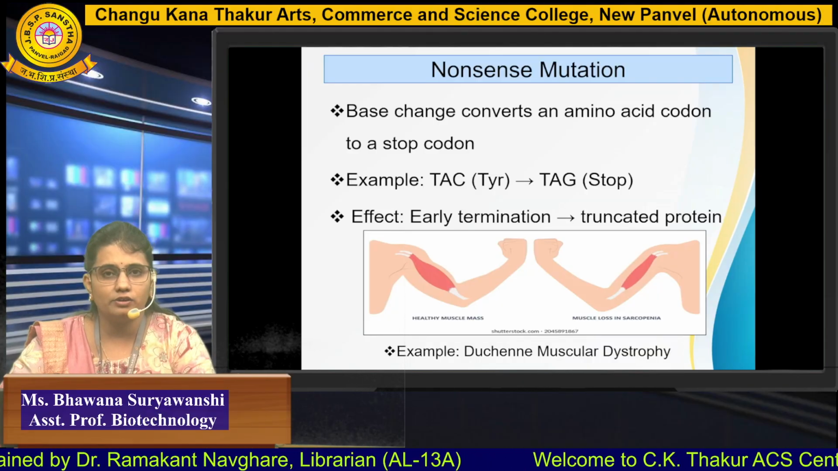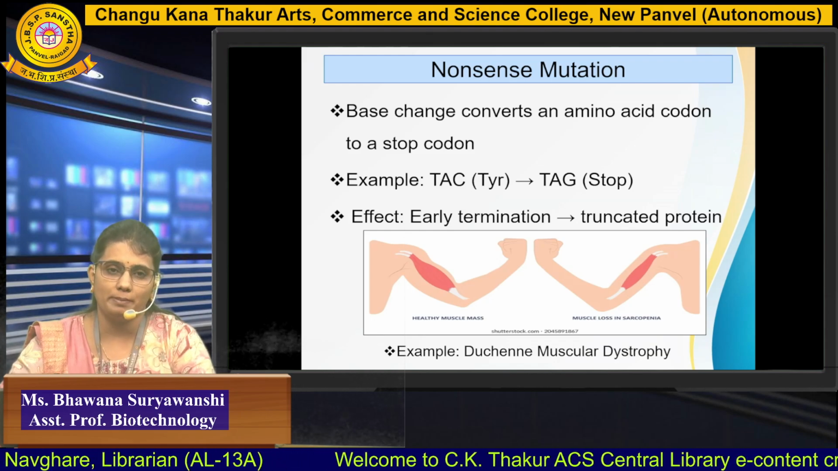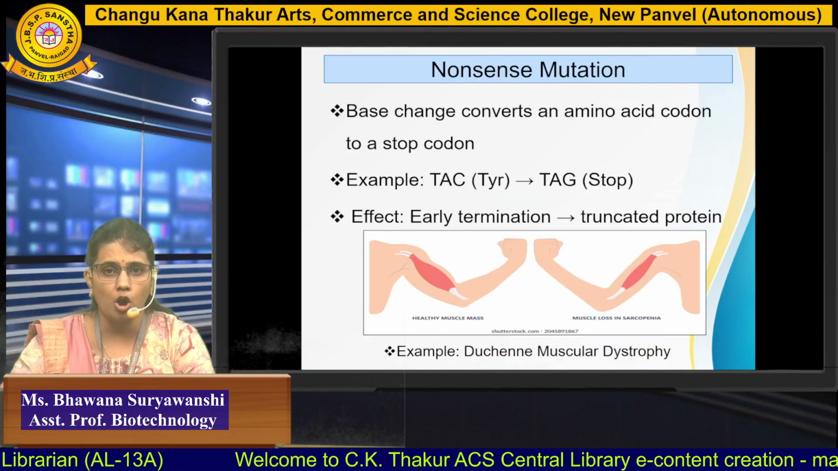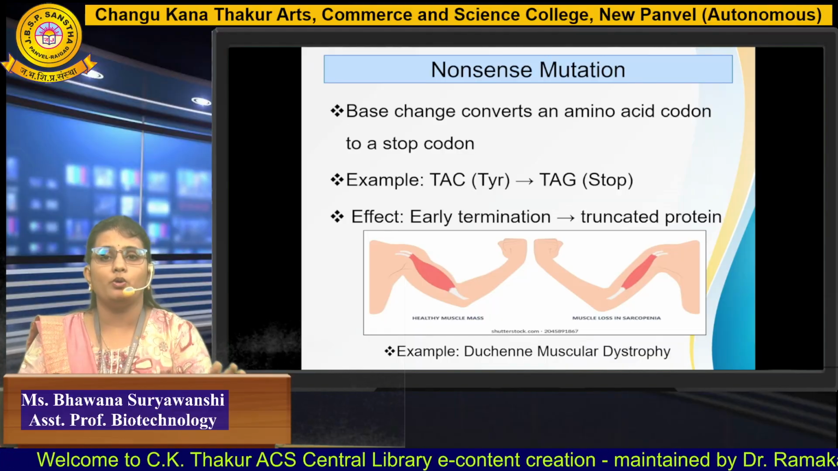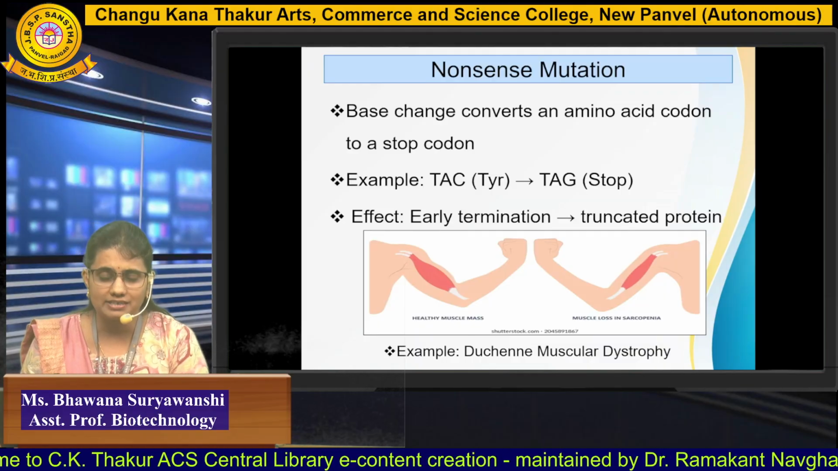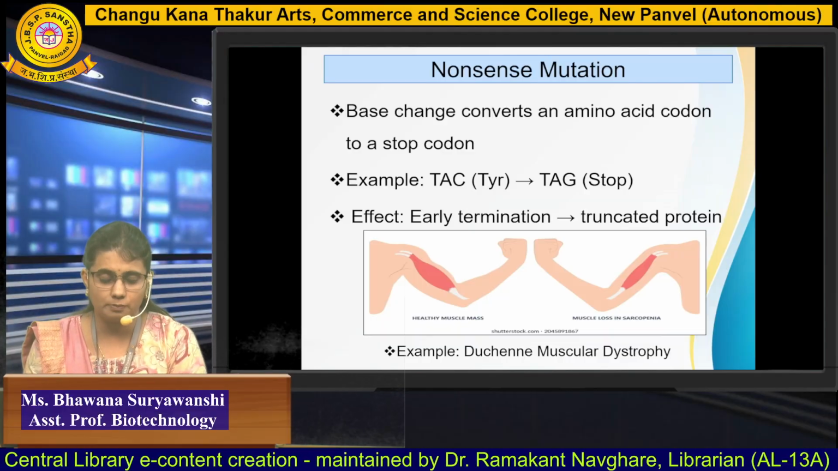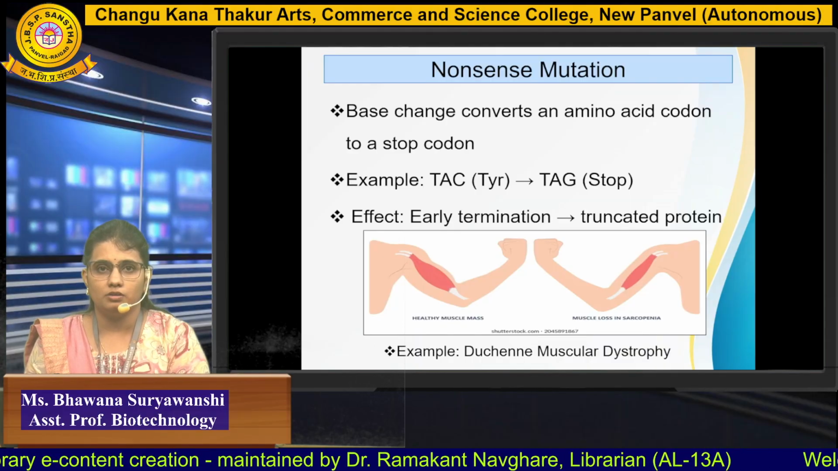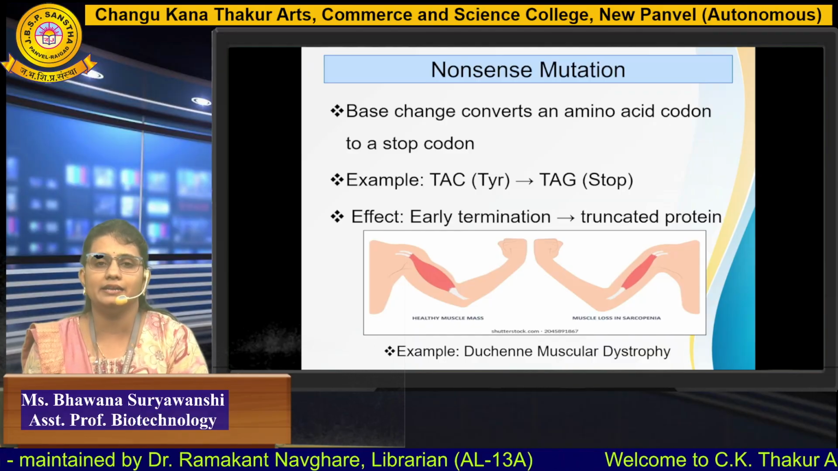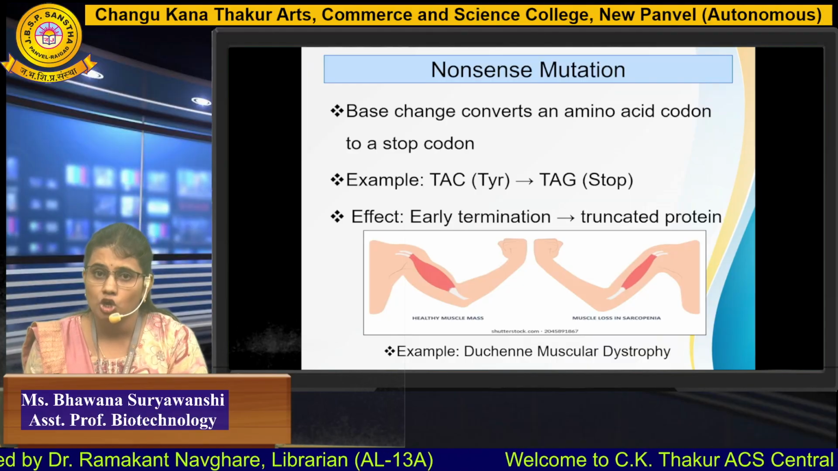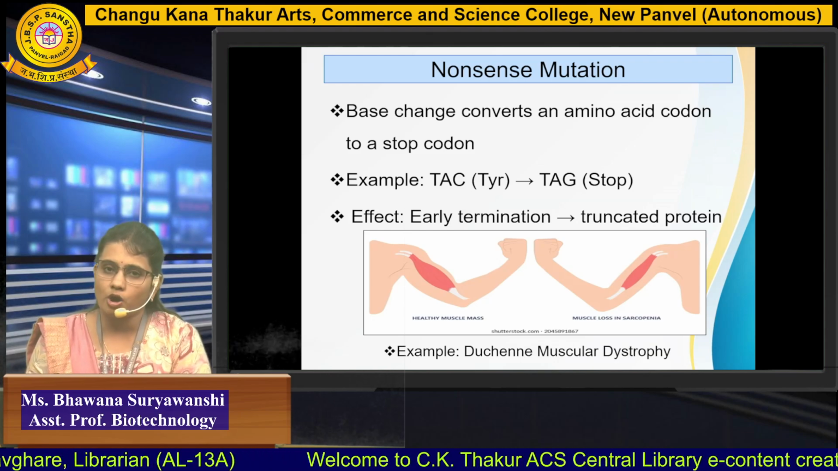So what is the net effect of nonsense mutation? There is early termination of the polypeptide chain. So whatever should be the normal length of the protein, that is not achieved. Such polypeptides which are incomplete are called truncated proteins, because a nonsense mutation occurred in the due process, which has resulted in the truncated protein, incomplete protein. So such an incomplete protein again may have an effect.